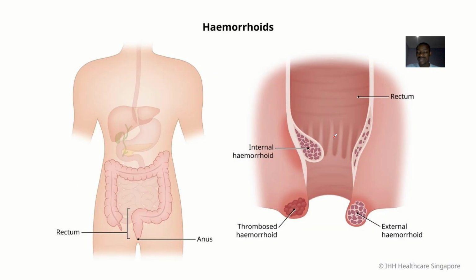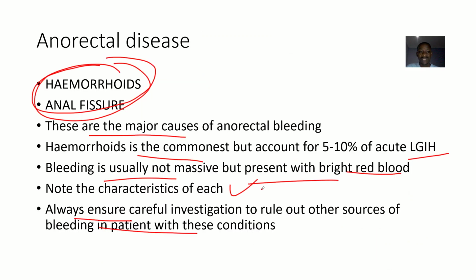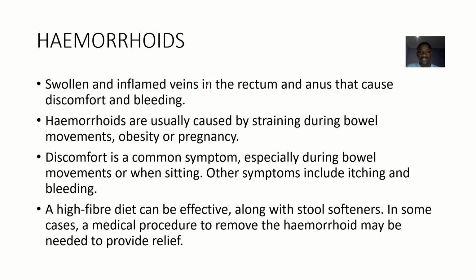Now let's talk about hemorrhoids. Hemorrhoids are swollen and inflamed veins in the rectum and anus that cause discomfort and bleeding. They are usually caused by straining during bowel movement, obesity, or pregnancy. These are the commonest causes. Discomfort is a common symptom, especially during bowel movement or when sitting. Other symptoms include itching and bleeding too.